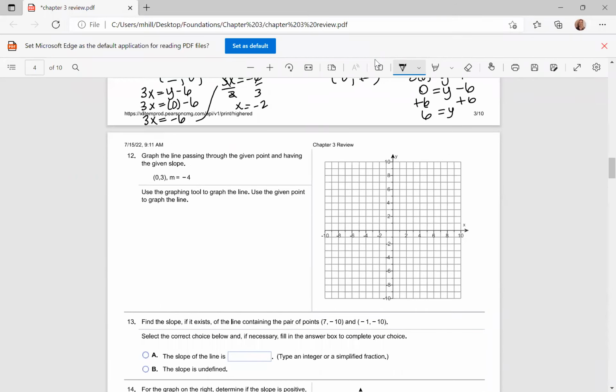Number 12 says graph the line passing through the given point. So you want to write this stuff down. This one's kind of easy. You want to write this down, and you want to get down your little graph first before we work that one.